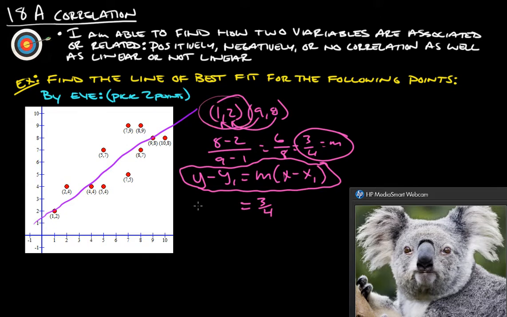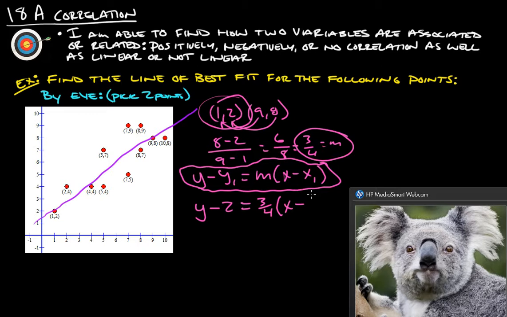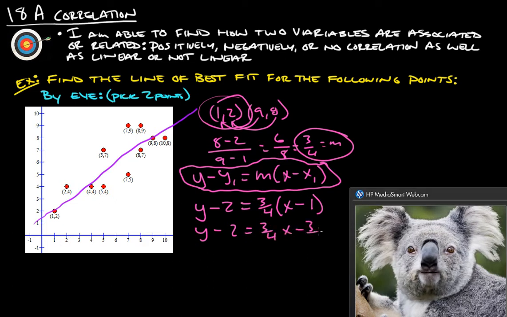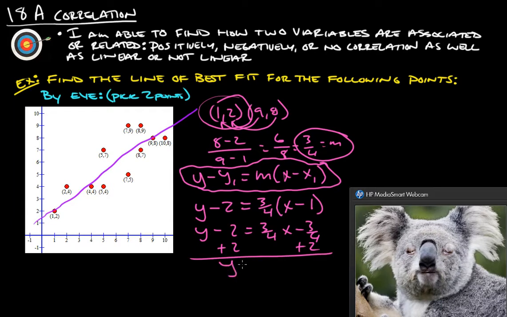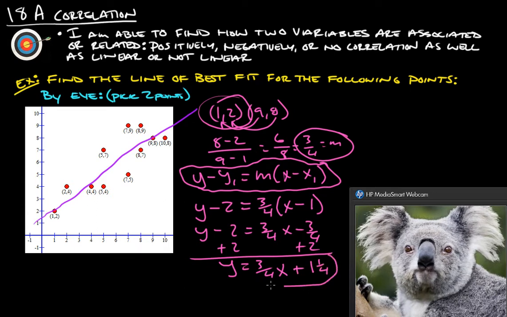I like those numbers, they seem a little bit nicer, so we'll go y minus, the y value is 2, so y minus 2 equals 3/4 times x minus the x value is 1. So we get y minus 2 equals, distribute this through, and we get 3/4 x minus 3/4. And then our last step is to get y by itself, so we add 2 to both sides. And we get y equals 3/4 x plus 1 1/4. All right, so that is the by eye method to find the equation of the line.